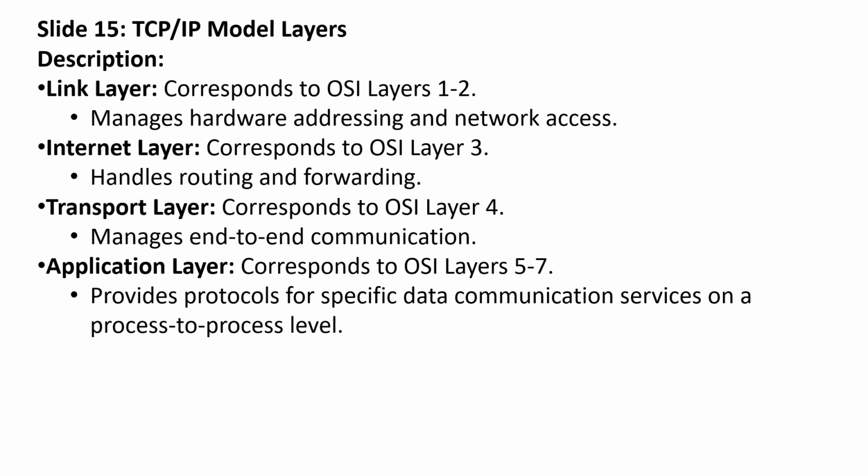The internet layer. It corresponds to OSI layer 3. It handles routing and forwarding. Transport layer. It corresponds to OSI layer 4. It manages end-to-end communication. Application layer. It corresponds to OSI layers 5 to 7. It provides protocols for specific data communication services on a process-to-process level.